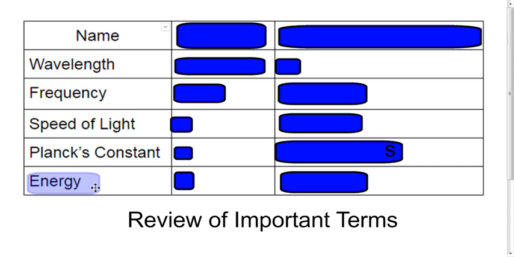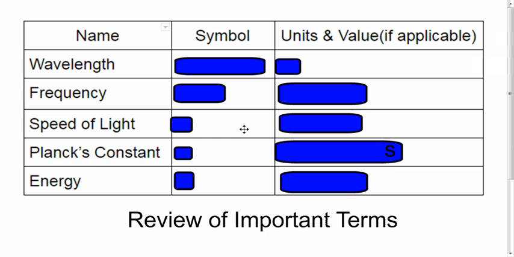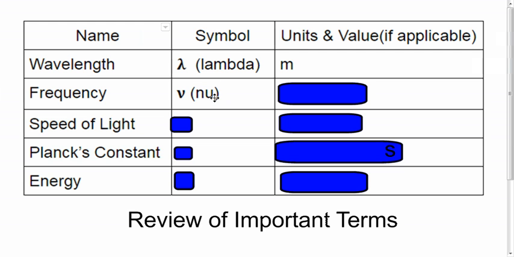Some important terms. One of the important terms is wavelength, and you're going to need to know these things' symbols, units, and values. Some of these always have the same value. So wavelength, its symbol is lambda, and its standard unit is meters. Its frequency symbol is nu. It's pronounced just like the word new, nu. And its unit is hertz.